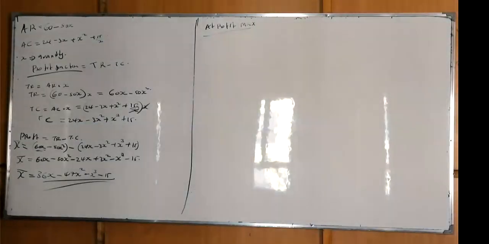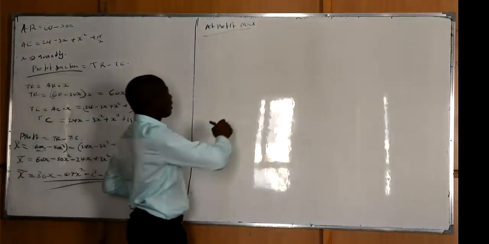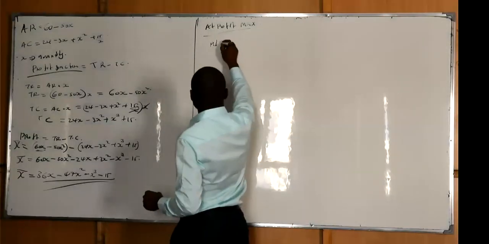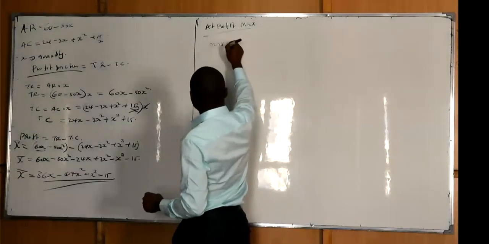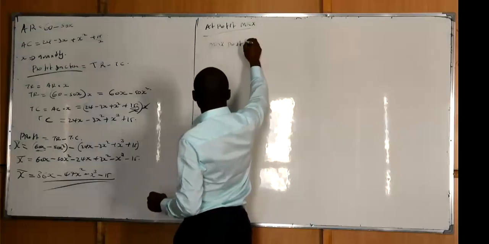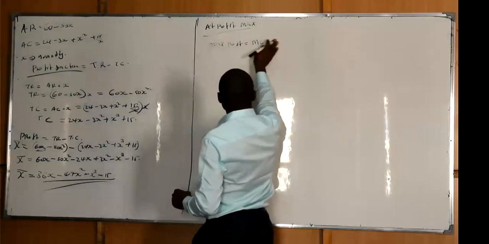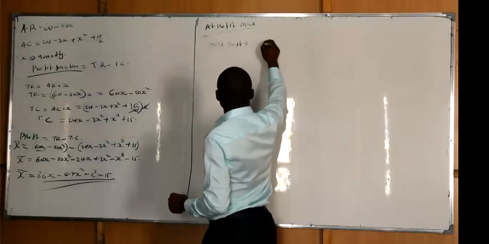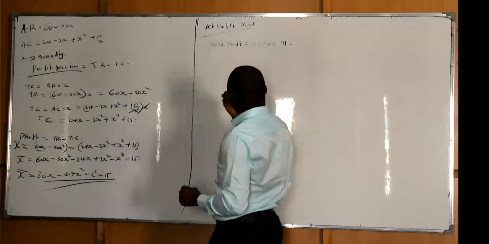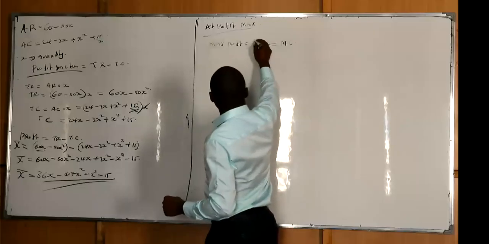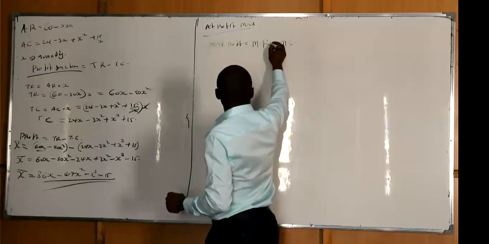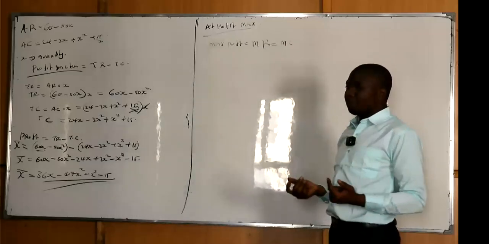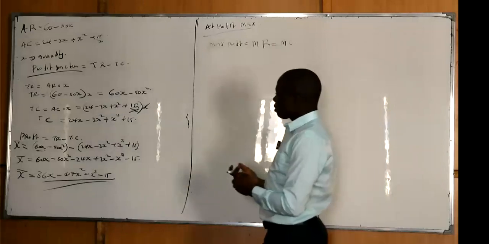Okay, so the second part was asking us to find the profit maximization, to maximize the profit. We said in the last class that if you want to maximize the profit, you take the marginal revenue and equate it to marginal cost. At profit maximization, marginal revenue is equal to marginal cost.